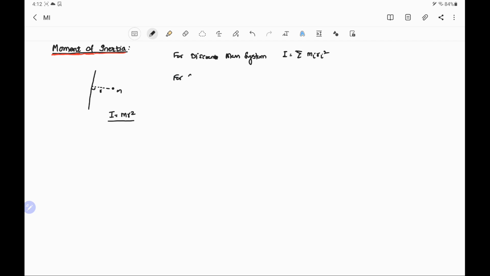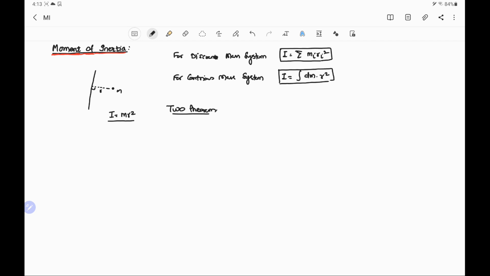For a continuous mass system, we have to use the technique of integration to find the moment of inertia. And I is written as integral of dm into r square, where dm is the elementary mass and r is the distance of the elementary mass from the axis of rotation. So this formula is important to find out the moment of inertia, and we will find moment of inertia of very general shapes. Besides these formulae, we have to use two theorems also.